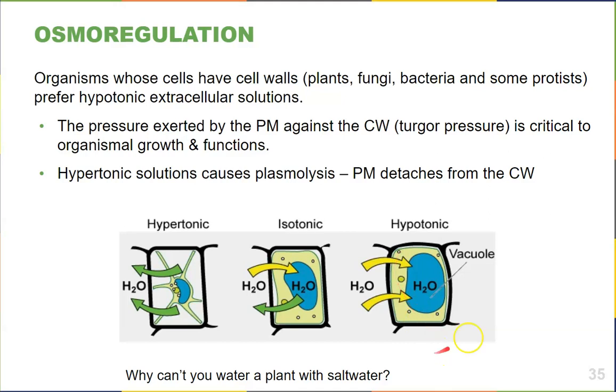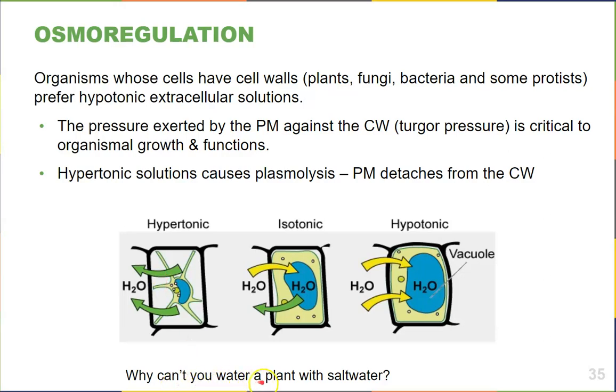So in a hypotonic solution, where the vacuole has a lot of water in it, the plasma membrane pushes against the cell wall. In an isotonic solution, the plasma membrane is not really super tight against the cell wall. And then in a hypertonic solution, maybe it hasn't rained in a while, the cell membrane pulls away from the cell wall, and that causes the plant to wilt.